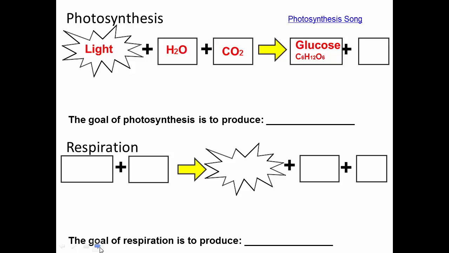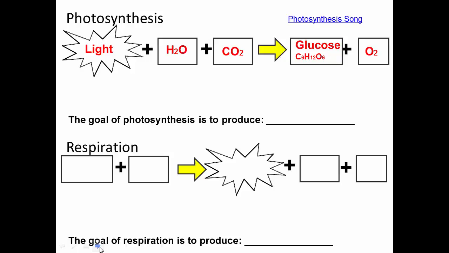So it produces glucose. That's what the plants need. And then there's one thing left over. Bailey? Oxygen? Yeah, they produce oxygen, O2. So this is what we call the equation of photosynthesis. It tells you, okay, if there's light available, carbon dioxide and water, then a plant will produce glucose and oxygen.